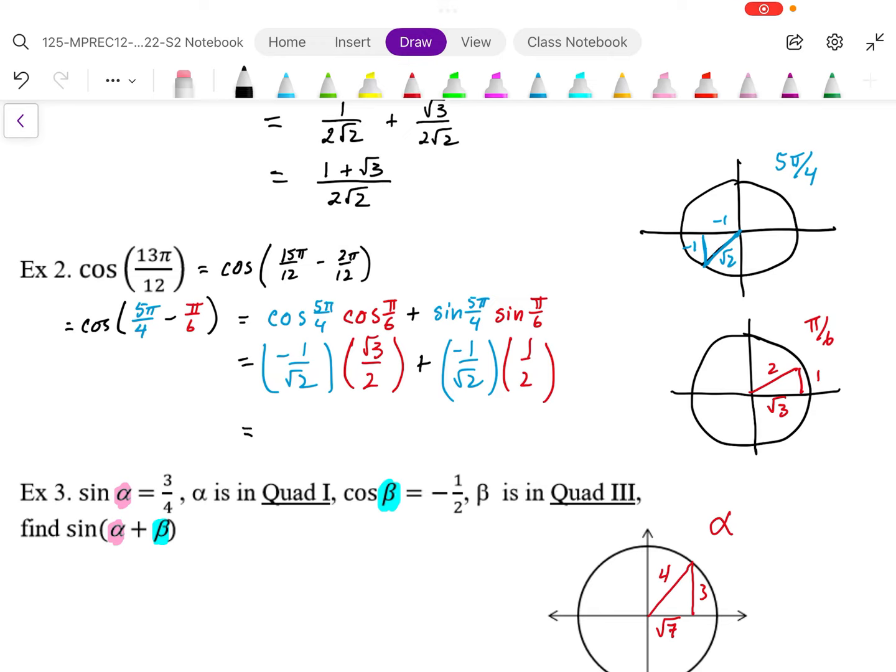I can simplify this. This becomes negative root 3 minus 1, all over 2 root 2. Okay, so there's my answer.